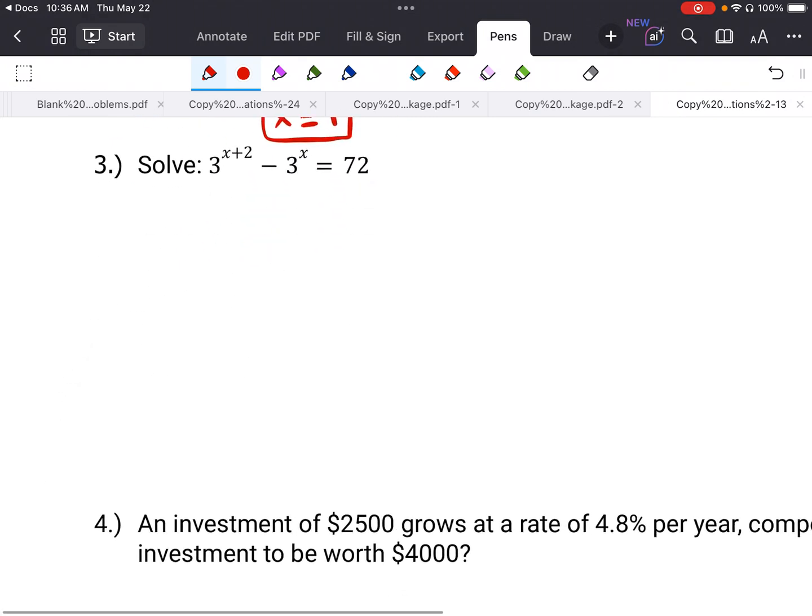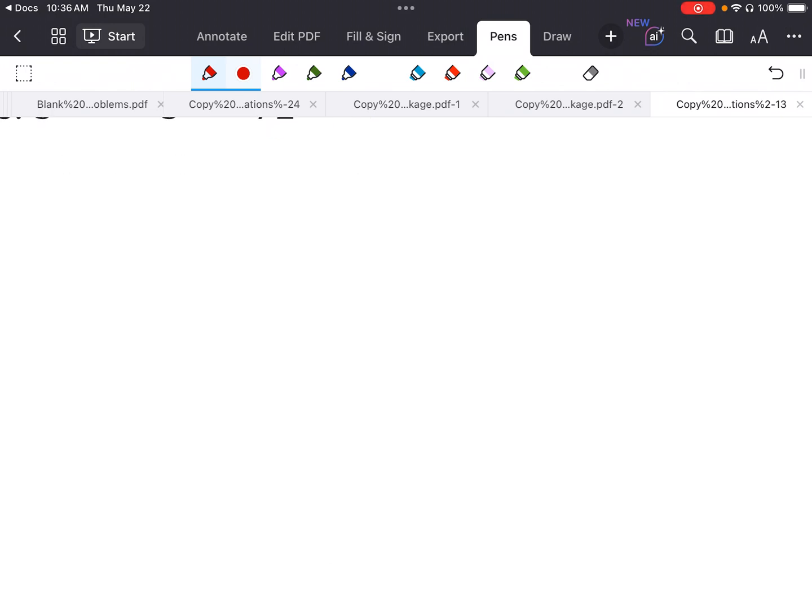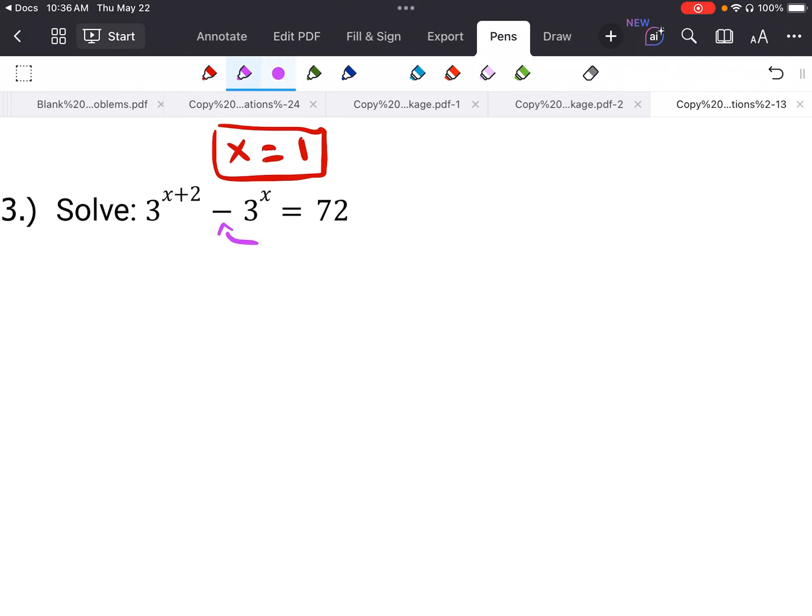Okay, number 3. So we have 3 to the power x plus 2 minus 3 to the power x equals 72. Okay, we want to see if 3 can go into 72. 3 times 3 is 9, times 3 is 27, times 3 is 81, so it doesn't work. So what we're going to do is just work with the left side for now. But we know that in exponent rules, there are no subtraction rules. So what happens if you have a minus sign or a plus sign in between your bases?